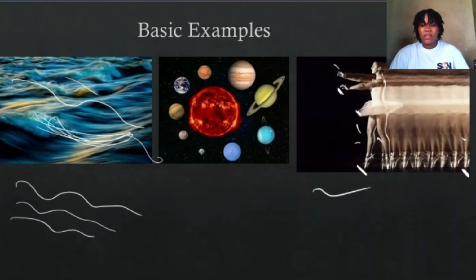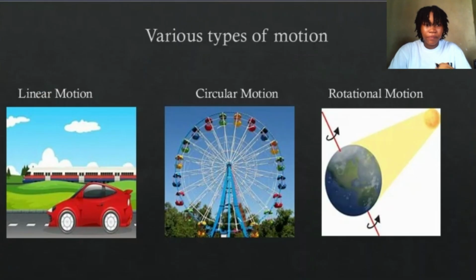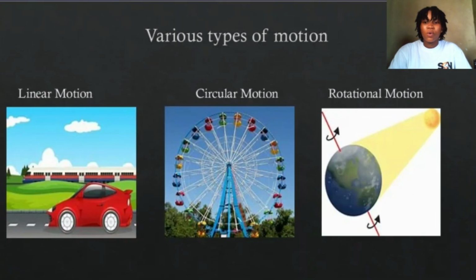But every object takes a path in which it's performing the motion. So there's a path that defines the motion that the body is taking. With that, we have different types of motion. We have linear motion, circular motion, rotational motion. We have multiple types of motion. We'll briefly look at some and explain them just a little bit.